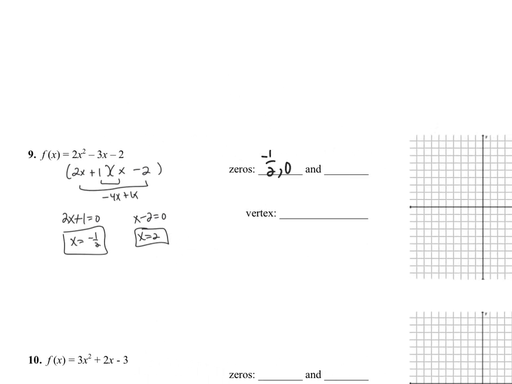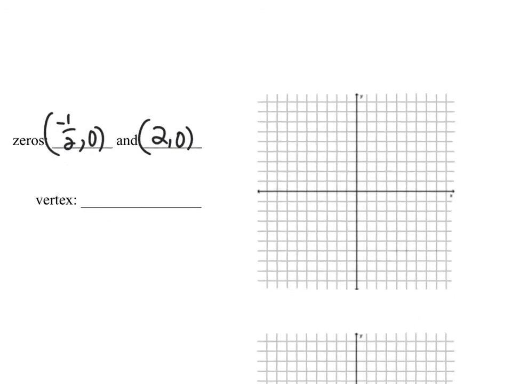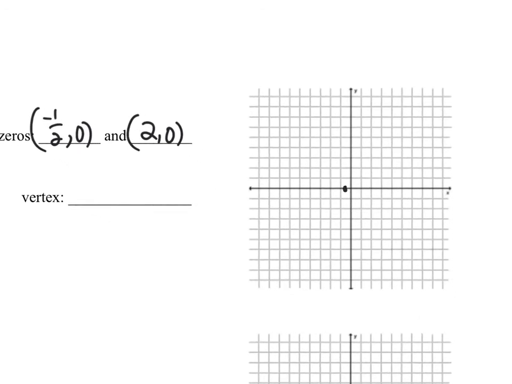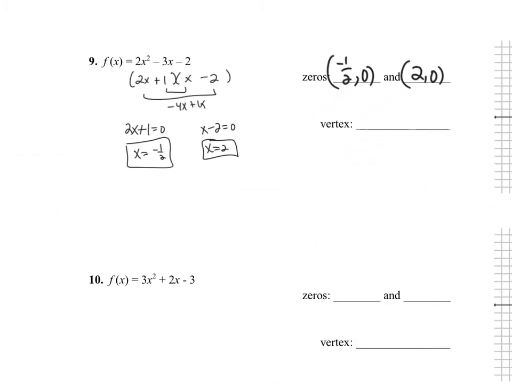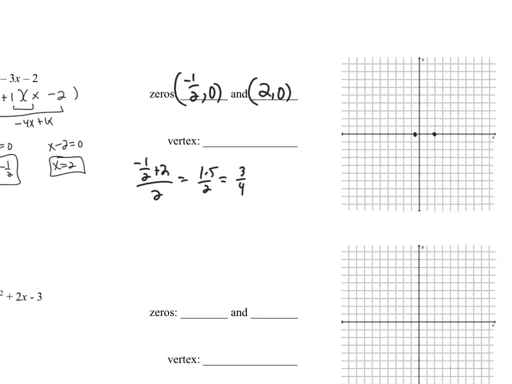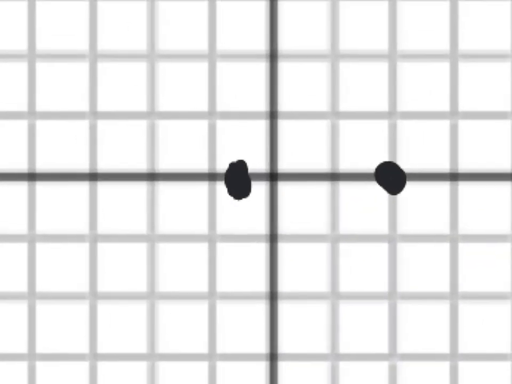So negative a half, comma 0. And then 2, comma 0. All right, now to find the vertex, we need to figure out what's halfway between negative a half and 2. And to get that, we do negative a half plus 2 divided by 2. So this would be 1.5 divided by 2, which would be 3/4. Is that right? Yeah. So our vertex is going to be over 3/4.